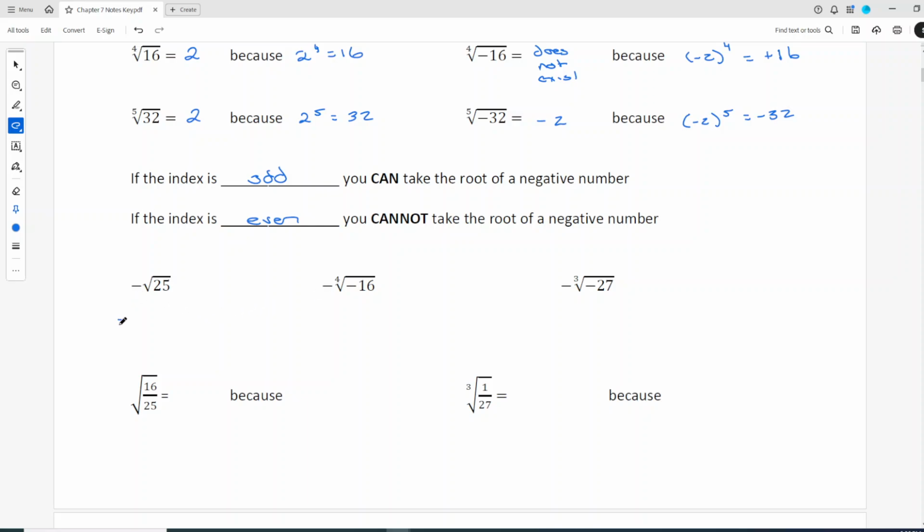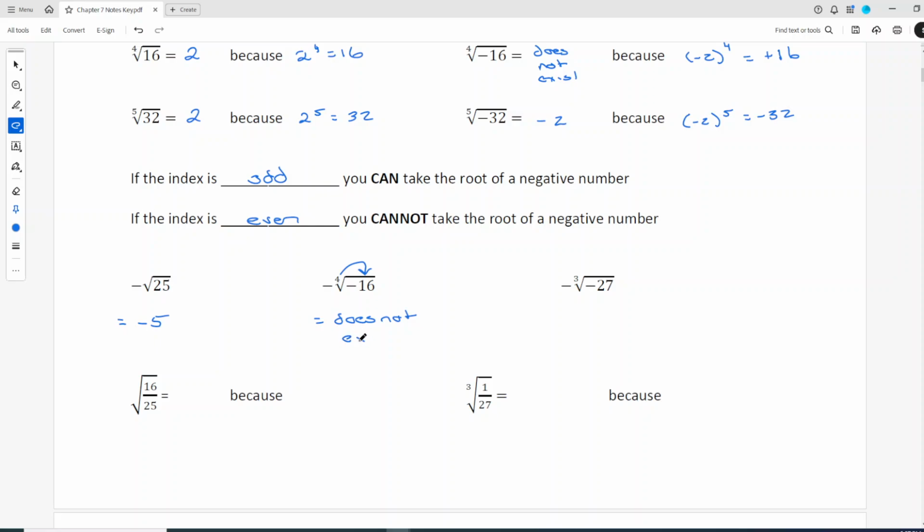So for this one, can you? It's an even root of a positive number. So you can think of this as negative 1 times the square root of 25. The square root of 25 is 5, so we're good to go. If you want to use a calculator, make sure you can. For this one, we've got negative 1 times the fourth root of negative 16. As soon as I see the even root, then I know that this does not exist.